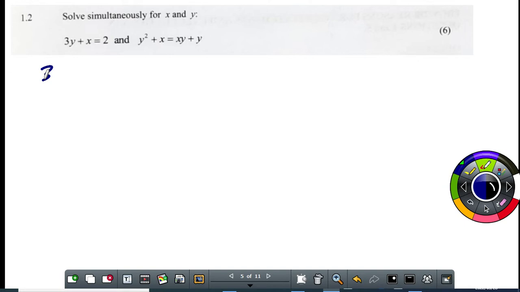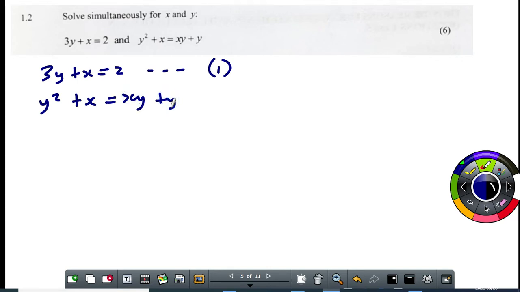So we have got 3y plus x equal to 2. You can call this one equation 1. And then you have got y squared plus x equal to xy plus y. That will be your equation 2. Now, the next thing, it's always better to make x or y the subject in the linear equation. So I'm going to make x the subject, so that becomes x equal to 2 minus 3y. There is a mark for this. Just making x or y the subject, 1 mark.